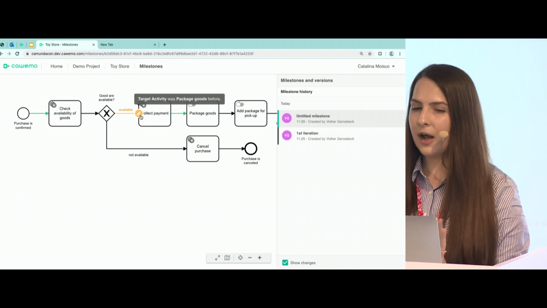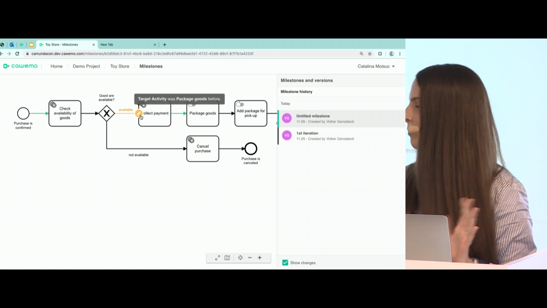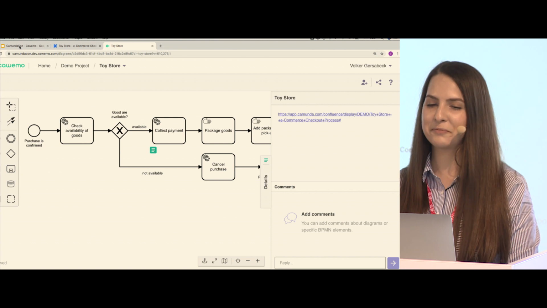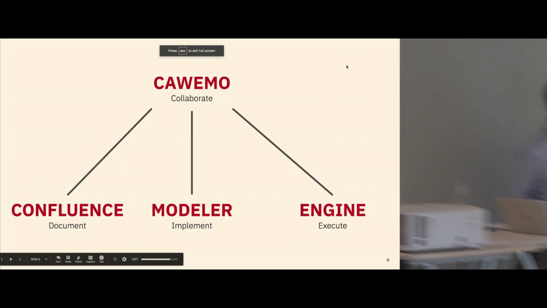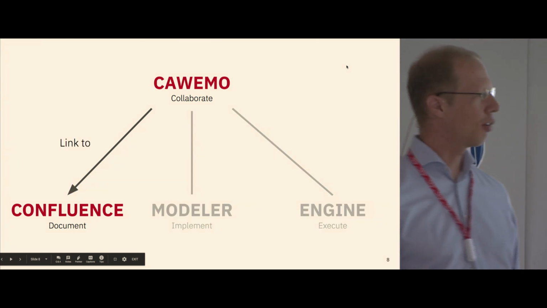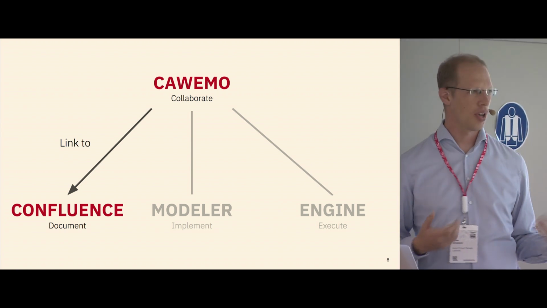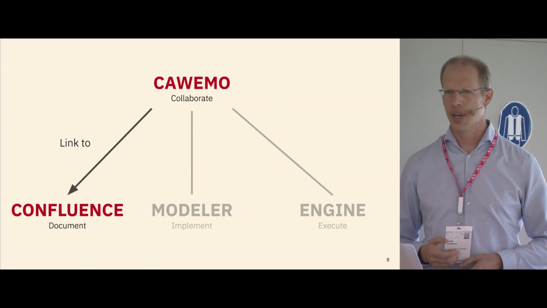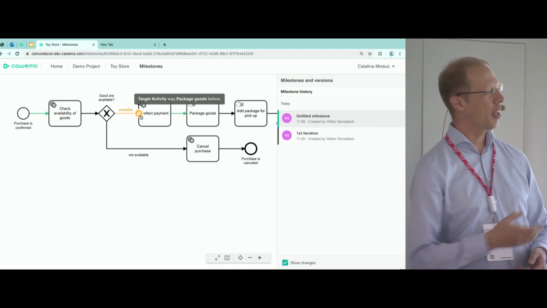Volker, I think I really like your approach. It's easy to understand, better than using compensation or anything else. So I think I will approve this. It looks nice. Cool. So what we saw now is how you can link Confluence and Cawemo together and create a good process model and collaborate with your engineers to come up with a good process that we can actually automate. And the next step will be that we look at how Cawemo plays together with the modeler.